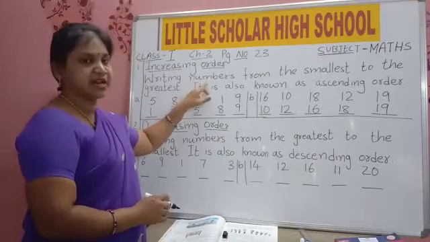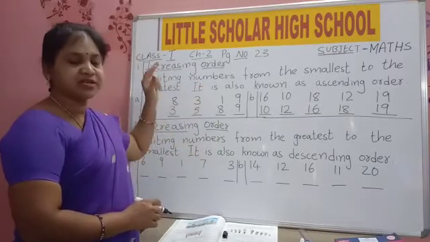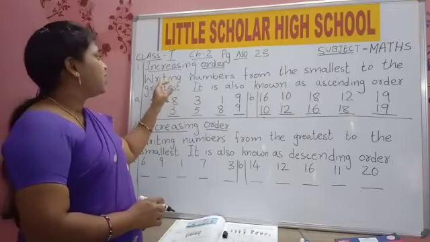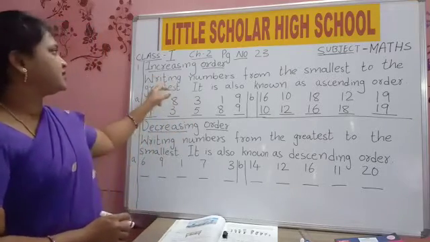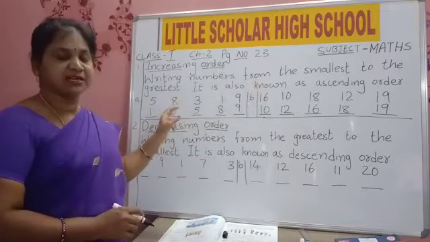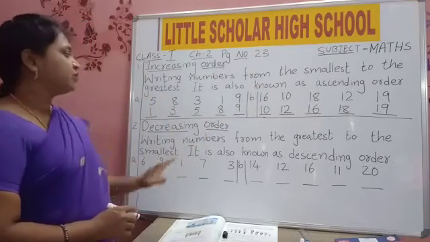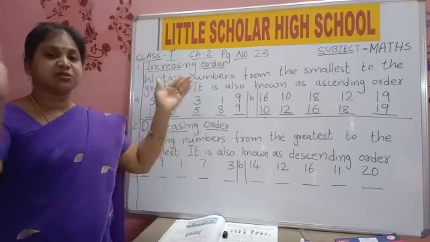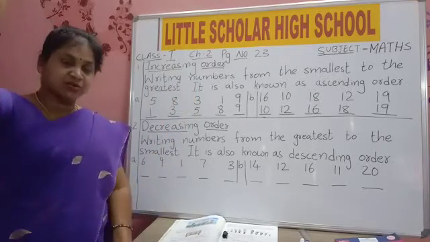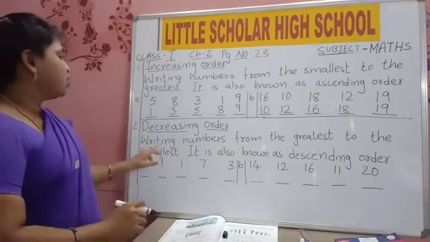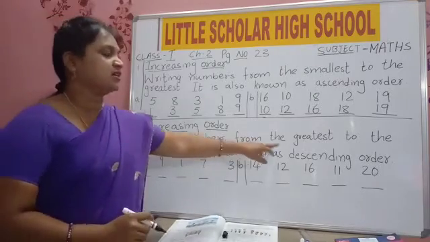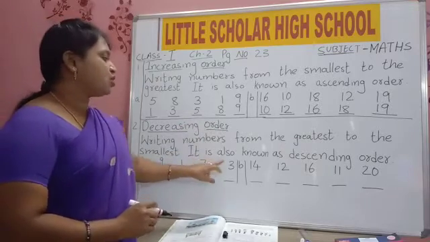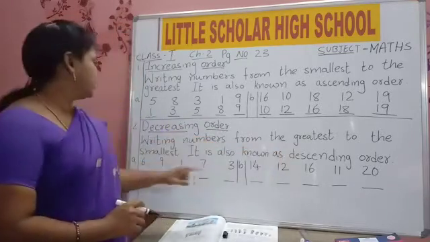You should learn, children, ascending order, descending order. What is ascending order? What is descending order? You should learn. Writing numbers from the smallest to the greatest is the ascending order. Now we will move to descending order. Descending order means greatest to the smallest. So writing numbers from the greatest to the smallest is also known as descending order.